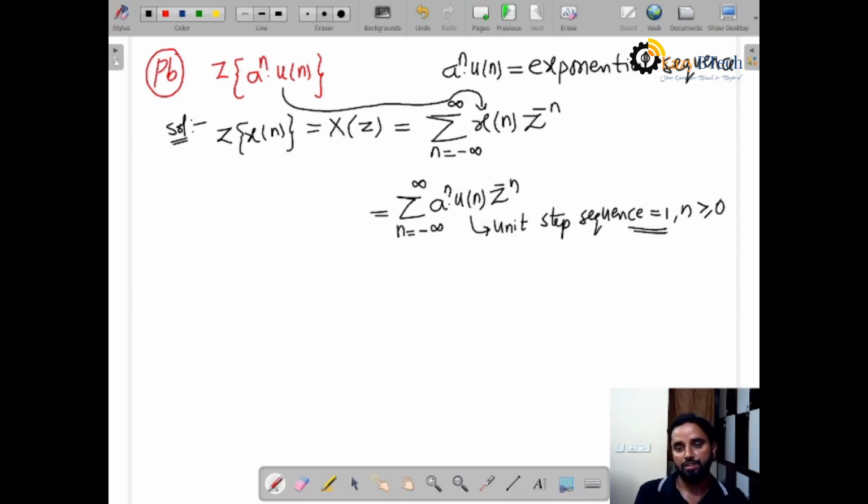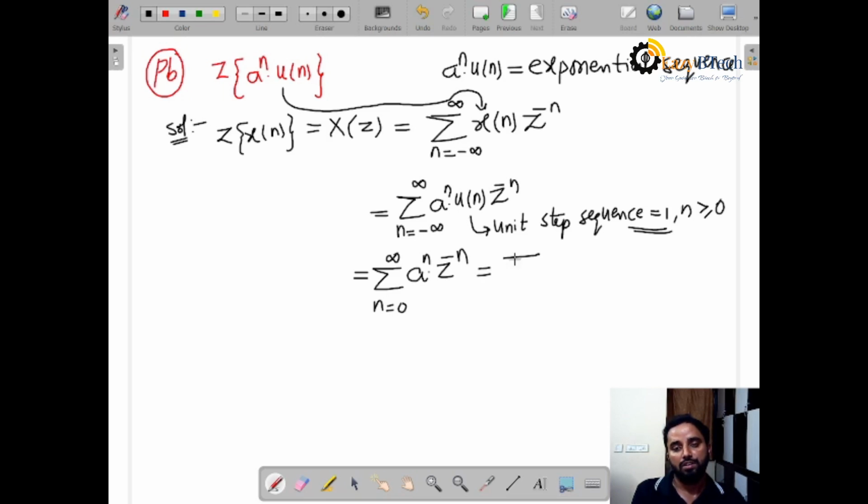Therefore, because of this unit step sequence, the limits of summation will be 0 to infinity, because for n greater than or equal to 0 the unit step sequence is 1. Therefore, a power n with limits 0 to infinity. No need to write minus infinity to plus infinity. Now the limits are 0 to infinity, a power n, and the value of u of n is 1, z power minus n.